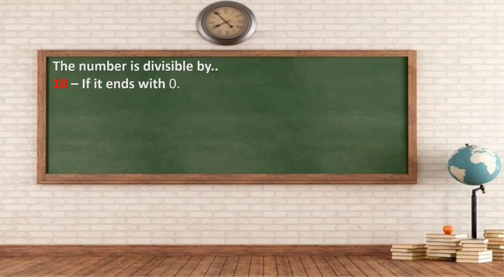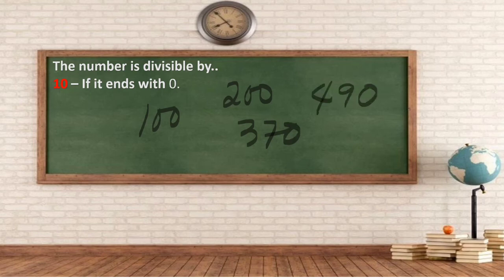Next rule. We have here, the number is divisible by 10 if it ends with 0. So all the numbers that end with 0 are divisible by 10. Example, 100, 200, 370, 490, 1,260,630. It ends with 0. Okay, these are all divisible by 10.